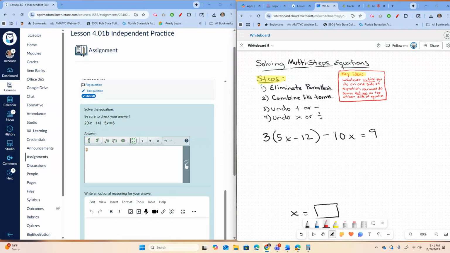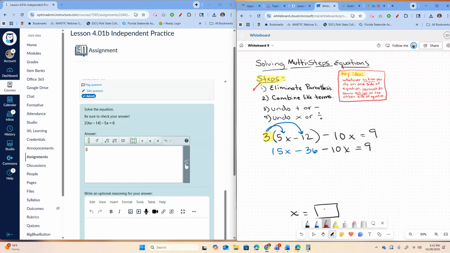Step number 1, we're going to eliminate the parentheses. We do have a parenthesis. This 3 here is multiplying everything in the parentheses. So you're going to take the 3, multiply by the 5x. 3 times 5 is 15x. Then you're going to take the 3 multiplied by the -12, and that will give you -36. And you eliminate the parentheses. Then write the rest of your equation, -10x equal 9.